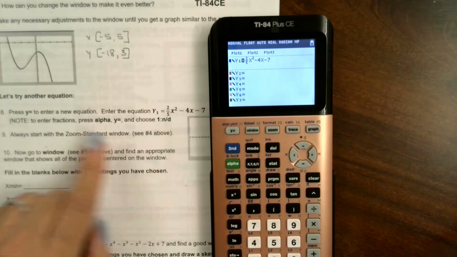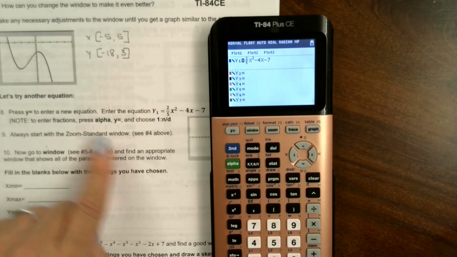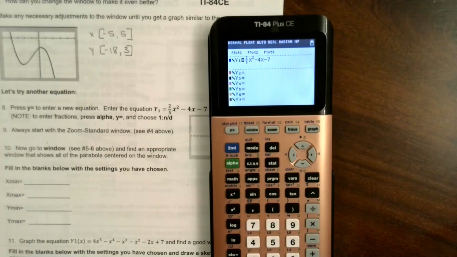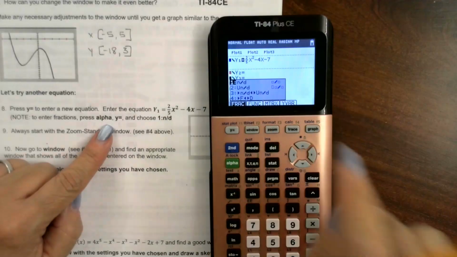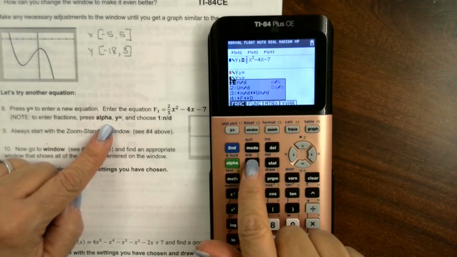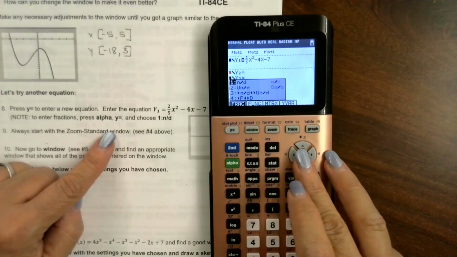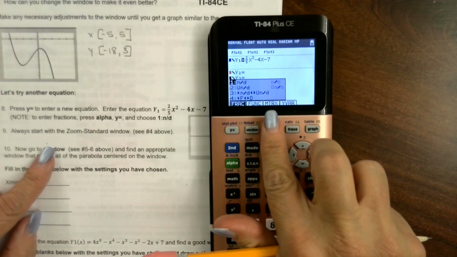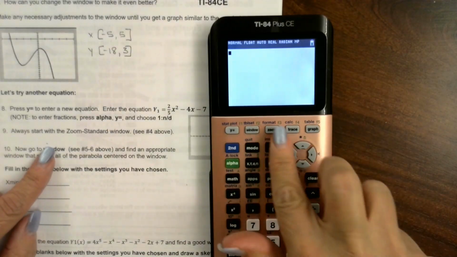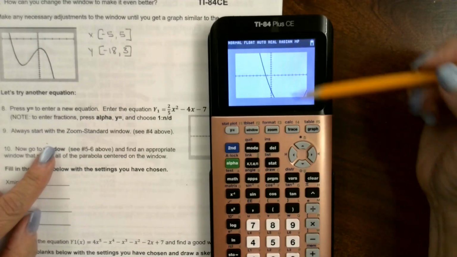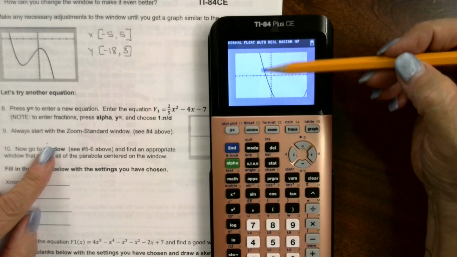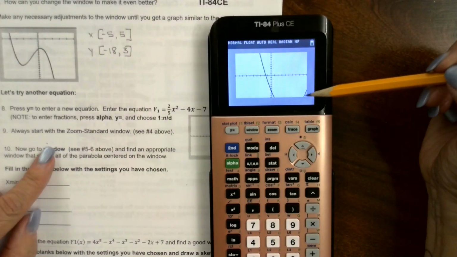Okay? So I've got all of this in. Tells you how to do a fraction. If you've got the old version of the calculator, you have to do y equals to get a fraction, if you remember this. Otherwise, you can do alpha link. And then we want to look at that, so I'm going to do zoom standard. Oh, hold on, let me get out of that. Zoom 6, and here's my graph. So what it looks like is a parabola. It looks like it goes down, and then I lose it, and then I see a little bit here.